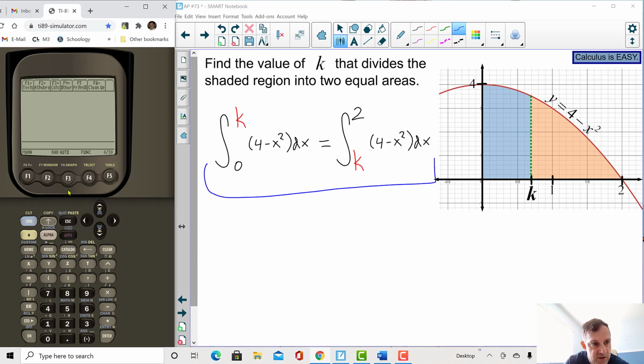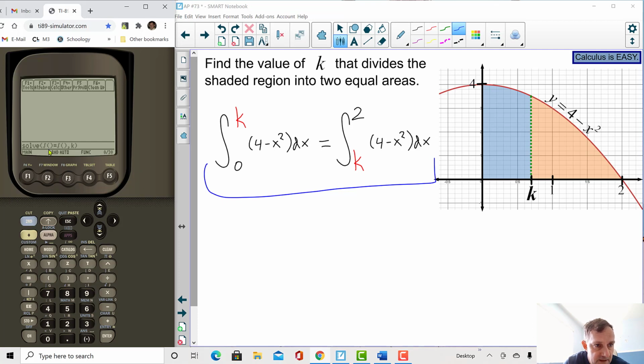Again, we want to solve an equation, so we're going to go to F2. We're going to choose solve. And we are solving for the letter k. So I'm going to do comma k. Then I'll go back inside, and I'm going to put integral equals integral.